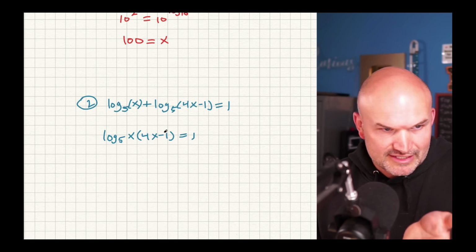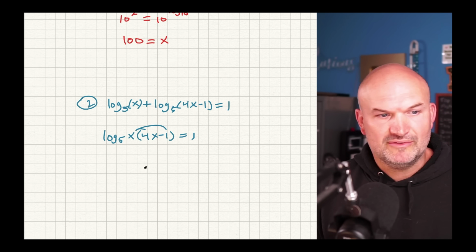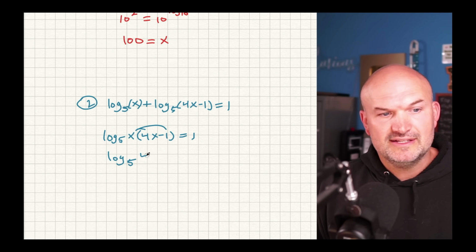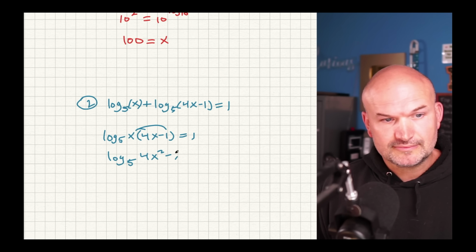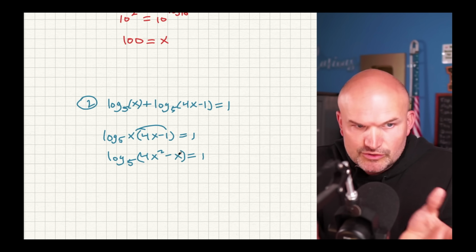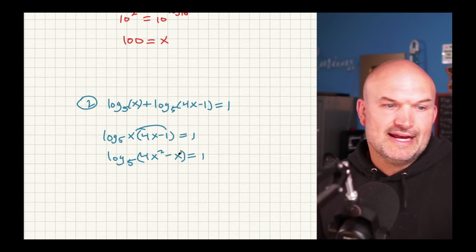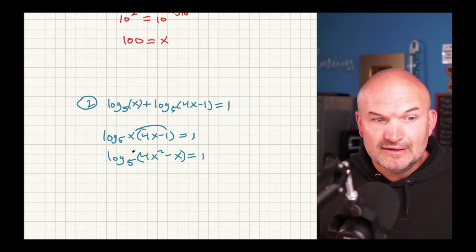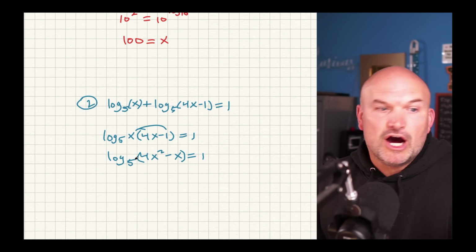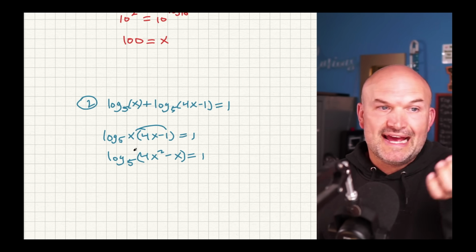Now again, these are both in the same argument, so I can go ahead and simplify that. I'm going to apply my distributive property, so that's log base 5 of, let's see, 4x squared minus x is equal to 1. All right, now again, I'm just going to put the parentheses on there just so you can recognize that they are in the argument. Now again, to get rid of this logarithm, I have to solve for x. It's inside a logarithm, so I have to undo the logarithm. To do that, I'm going to exponentiate.